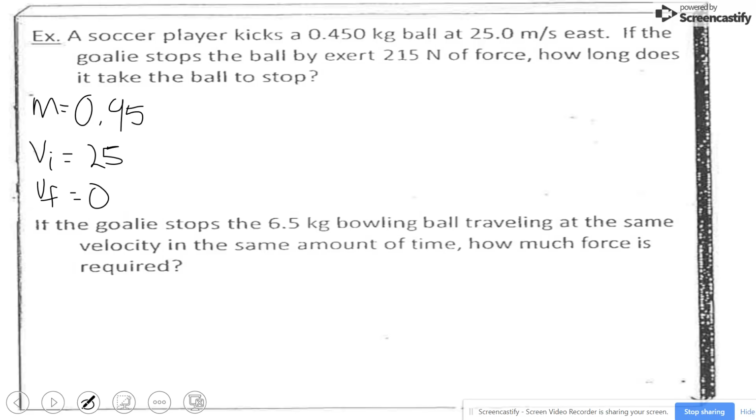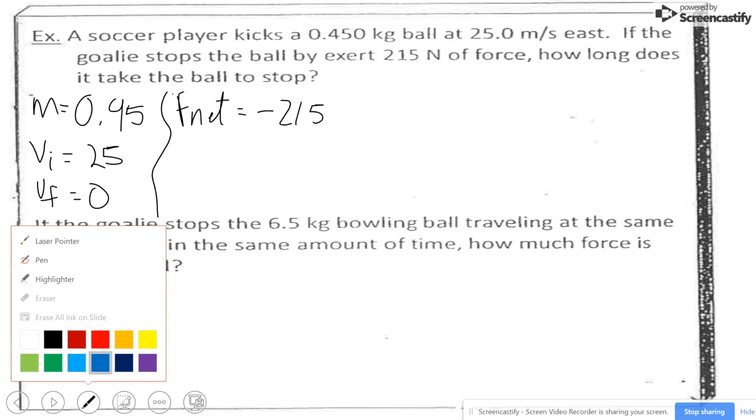They stop the ball, so our final velocity is going to be 0. And then lastly, our net force is going to be negative because that's the force that the goalie is applying. So it's the opposite of what the ball is going to feel. So the ball is going to have a negative force acting onto it.